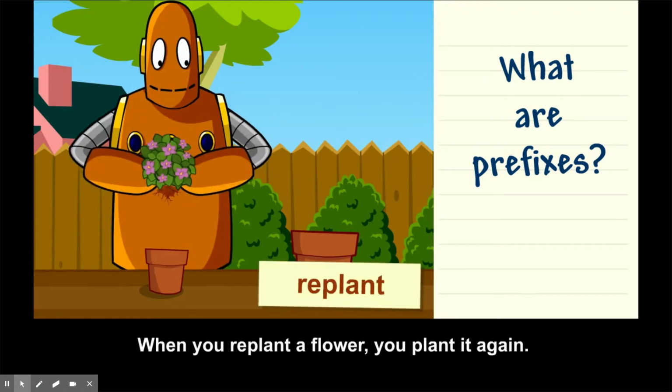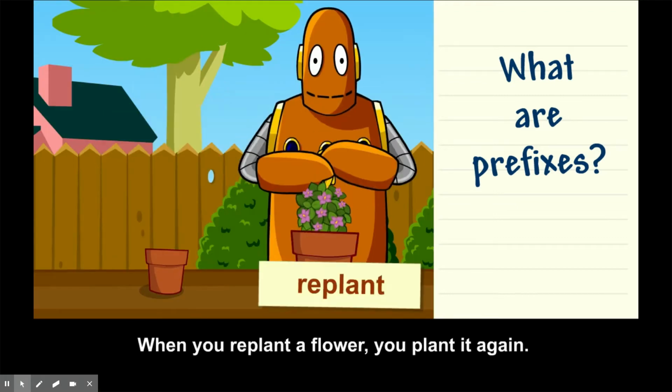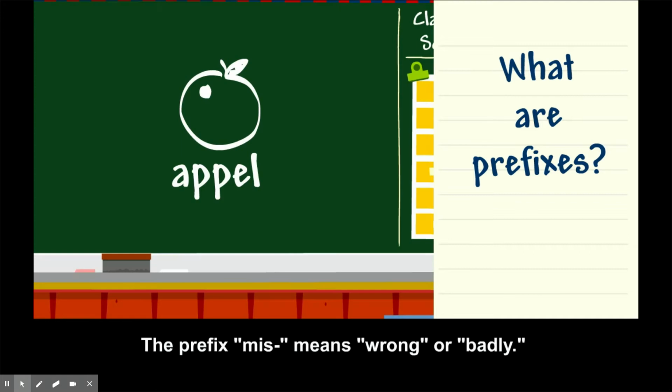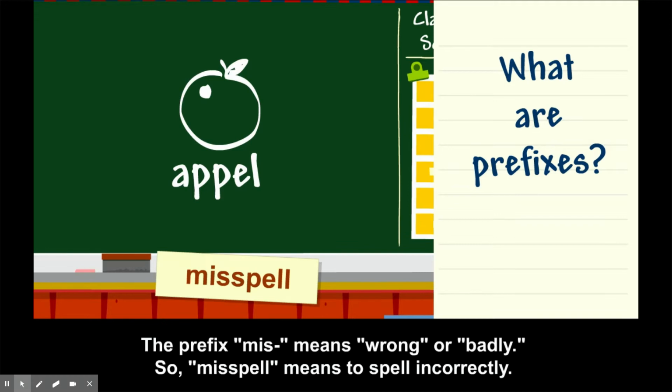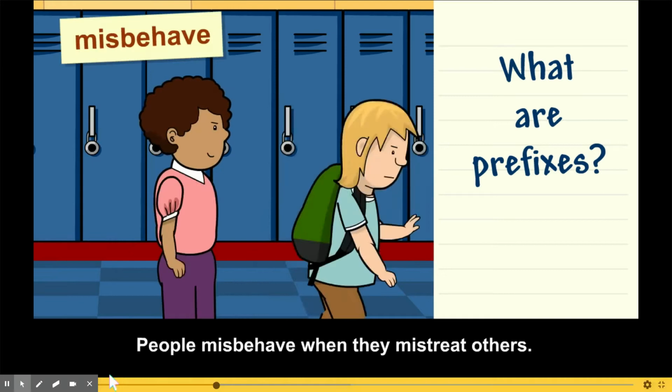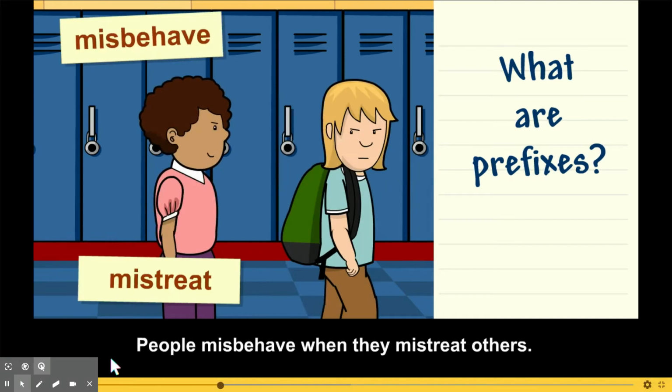When you replant a flower, you plant it again. The prefix mis means wrong or badly. So misspell means to spell incorrectly. People misbehave when they mistreat others. So here is a new prefix. We have the prefix mis, M-I-S, which means not or to do wrongly. So mistreat, you're treating someone wrongly. You're not treating them very well.